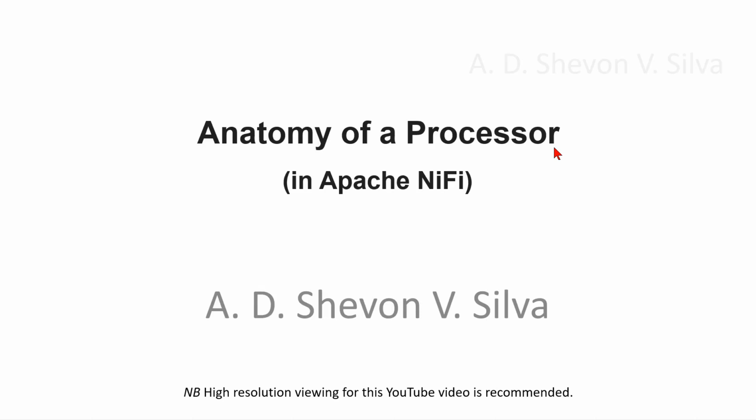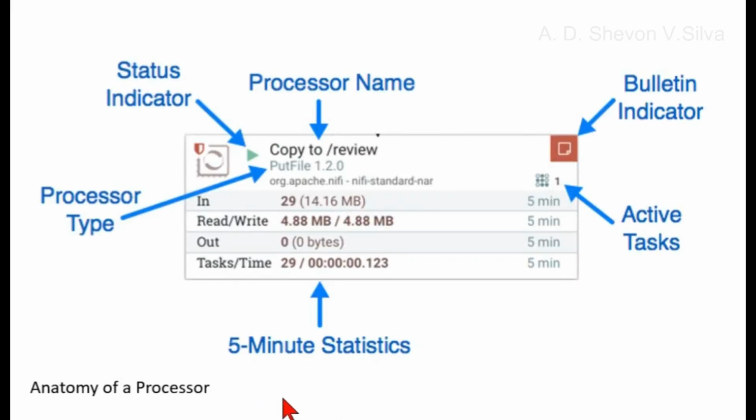Anatomy of a processor in Apache NiFi. Here you can see the anatomy of a processor. NiFi provides a significant amount of information about each processor on the canvas. This diagram shows the anatomy of a processor. This has a number of elements.